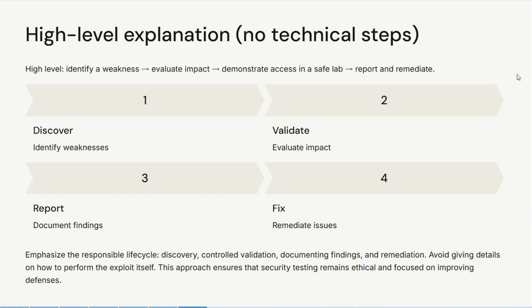1. Discover weakness. 2. Validate impact. 3. Document findings. And 4. Remediate issues, or fix your findings. Emphasize the responsibility lifecycle: discovery, validation, documenting findings, and remediation. Avoid giving details on how to perform the exploit itself. This approach ensures that security testing remains ethical and focused on improving defenses.